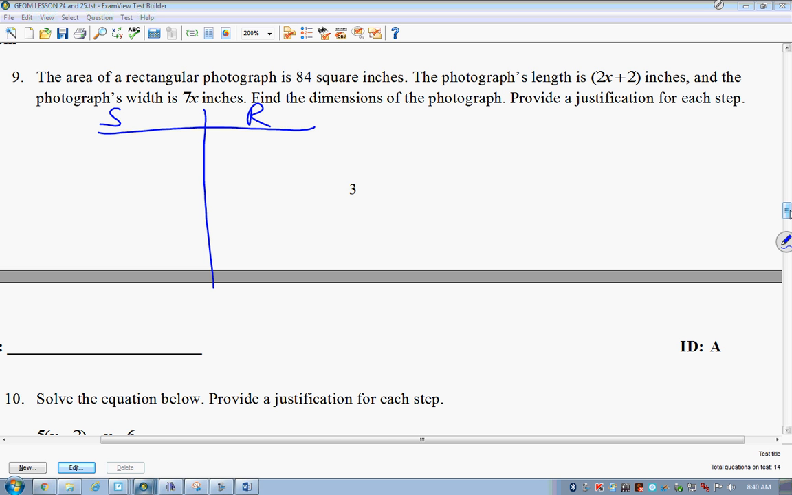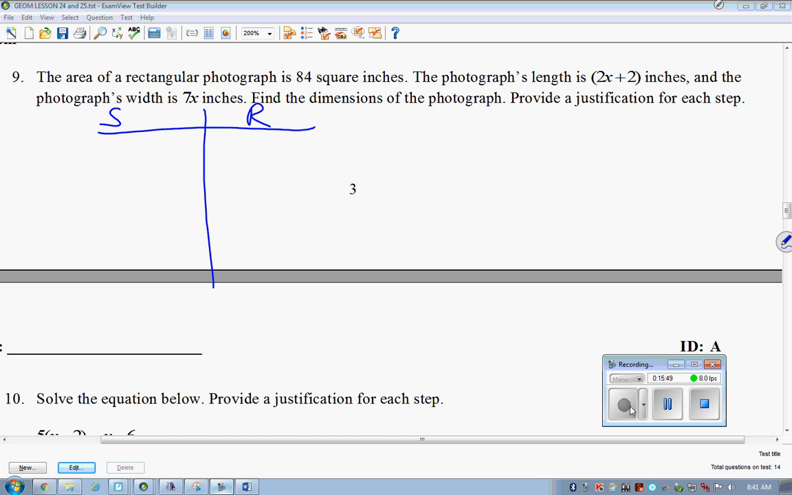We got our statement, we got our reason. The area of a rectangular photograph is 84 square inches. The photograph's length is 2x plus 2 inches, and the photograph's width is 7x inches. Find the dimensions of the photograph, provide a justification for each step.